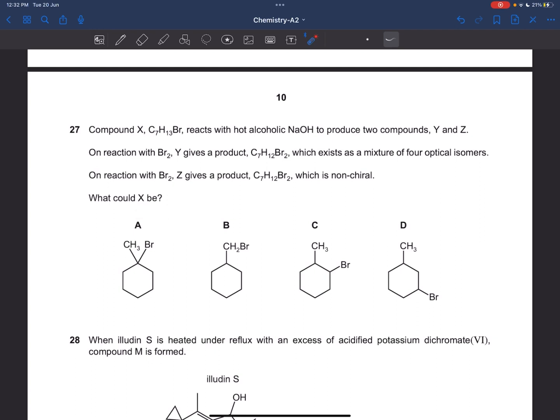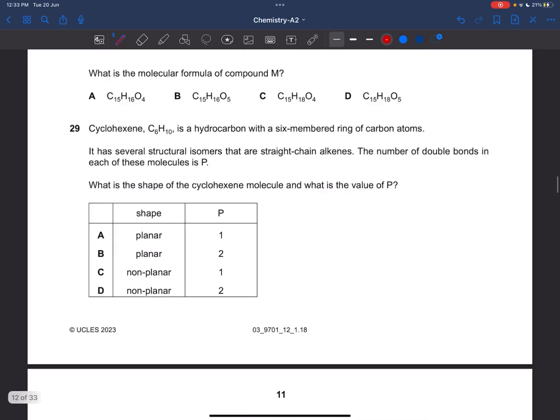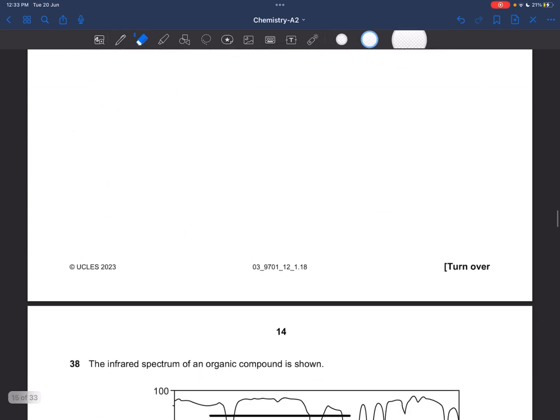So if you have a look at this, X could not be B, because B has just a single bond out of this group. So that is why it can't make 2 products, Y and Z. So basically B is not the correct answer. B is absolutely wrong. If you have a look at A, let's expand this formula, right at the end.